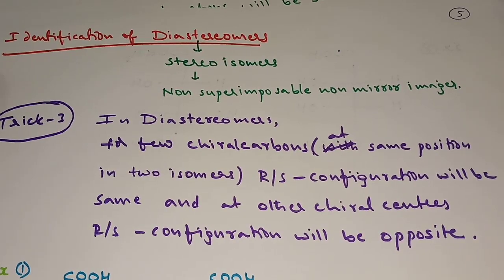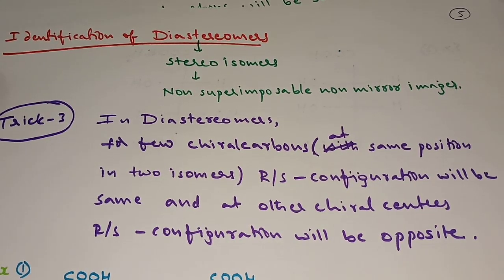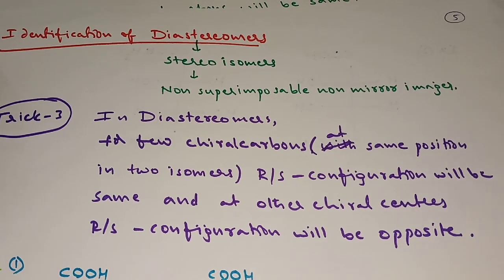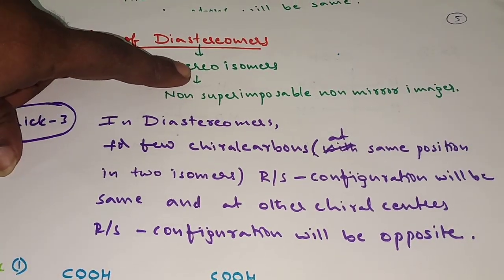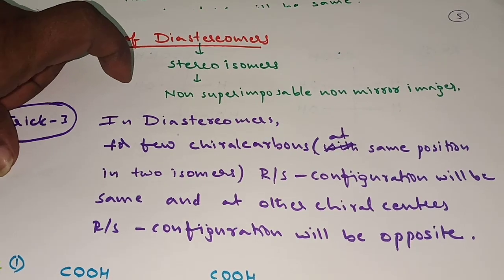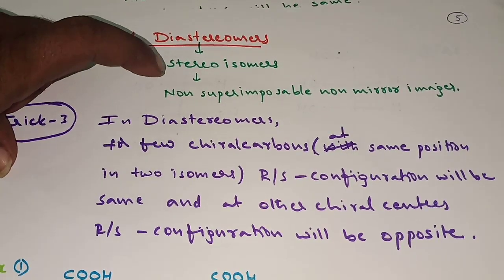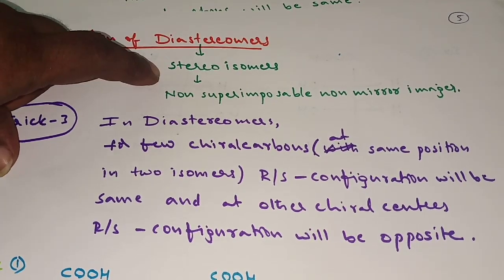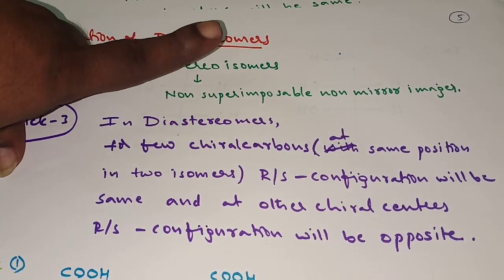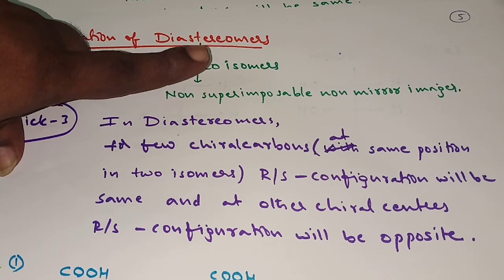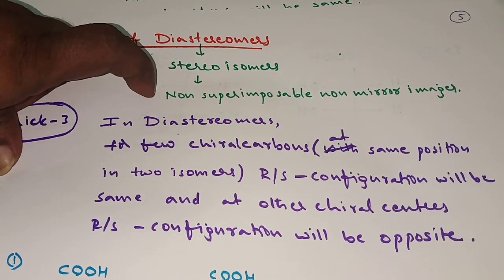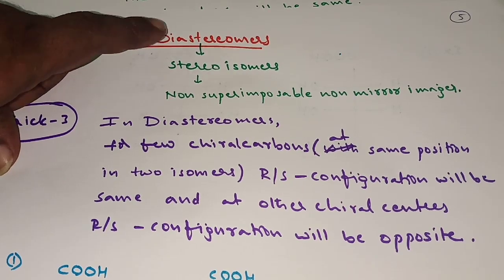Right, guys, now we will discuss how to identify the diastereomers. So what are diastereomers, guys? Diastereomers are stereoisomers. They are isomers. What kind of relationship do they have? They have a non-superimposable, non-mirror image relationship. They must be stereoisomers and must have the non-superimposable non-mirror image relationship. Such isomers are called diastereomers.